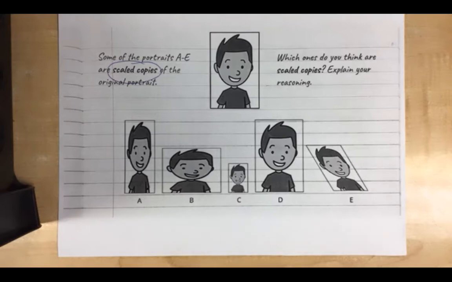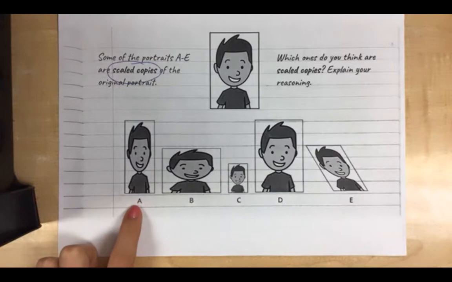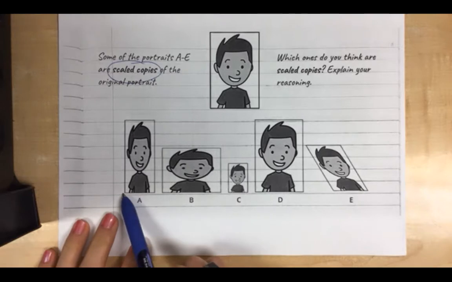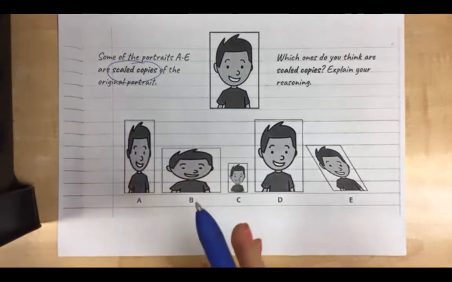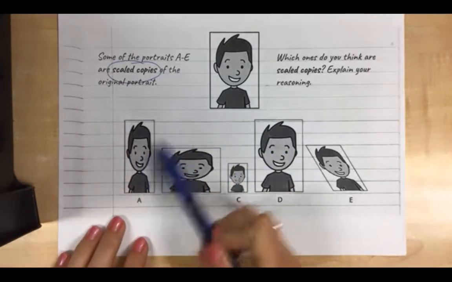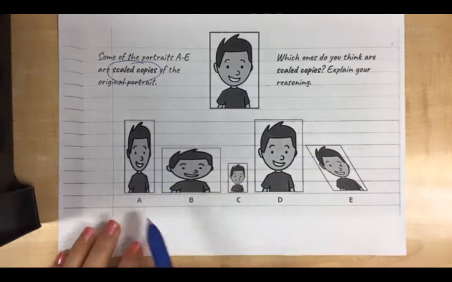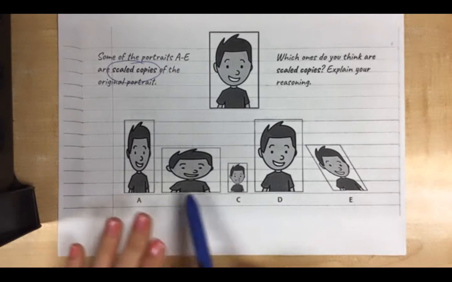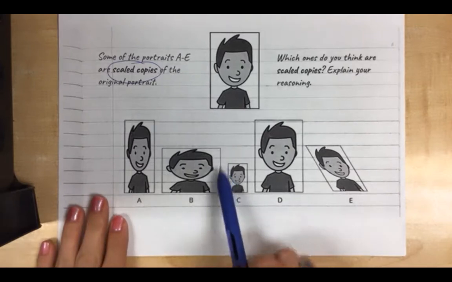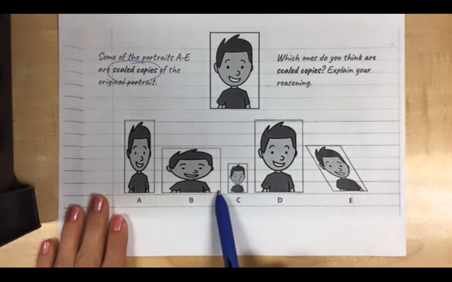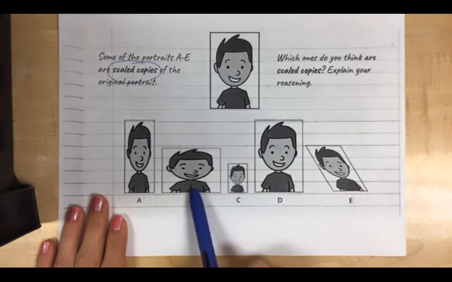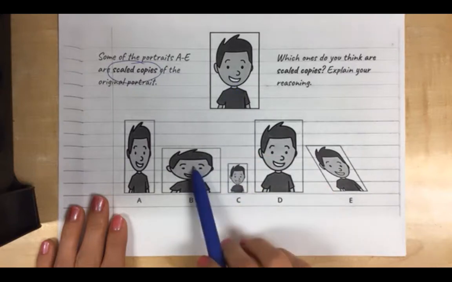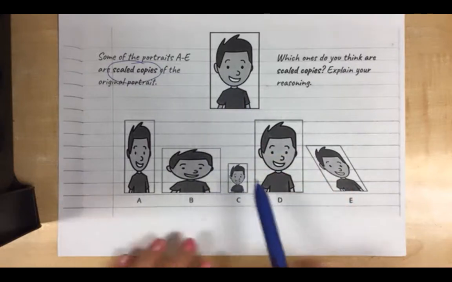Okay, so let's talk through this. A, is it a scaled copy or not? That would be a no. A is taller one way, but shorter another way. So his face is too long. It does not match the original face. It's too narrow, right? B has been stretched horizontally, but has gotten smaller vertically. So B, his face is too wide. It is not proportional. It's not similar.